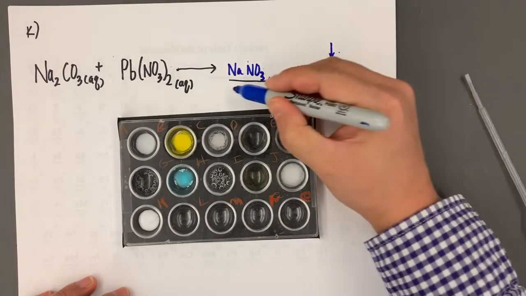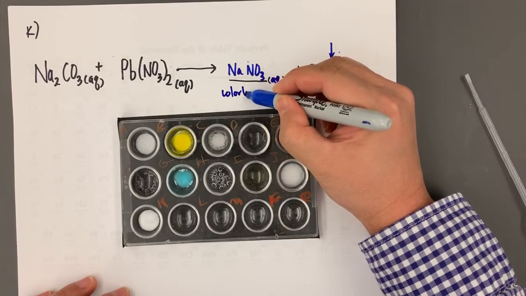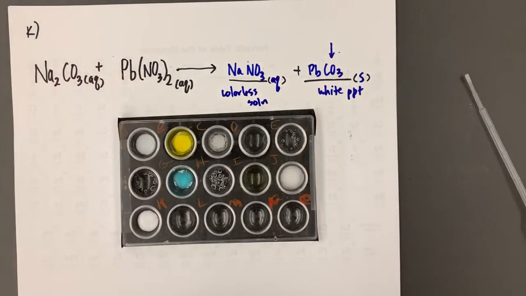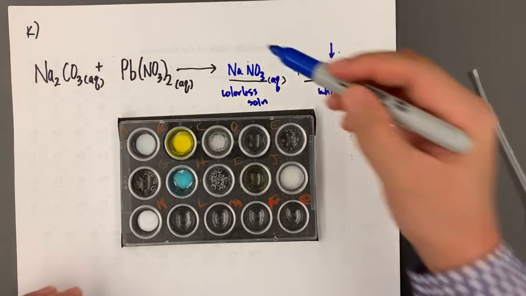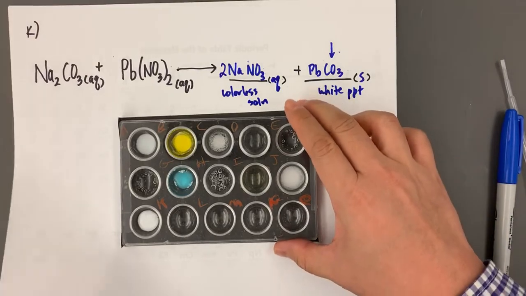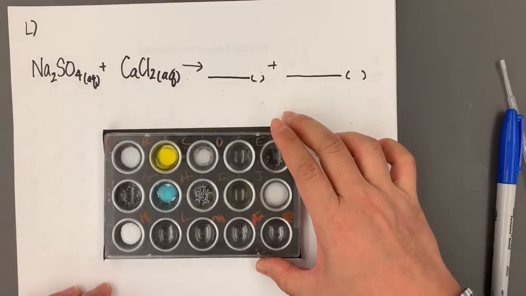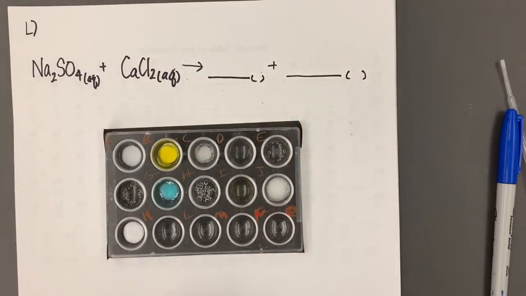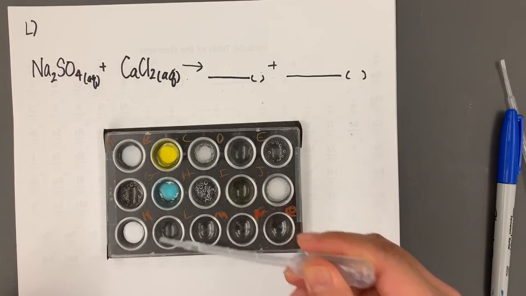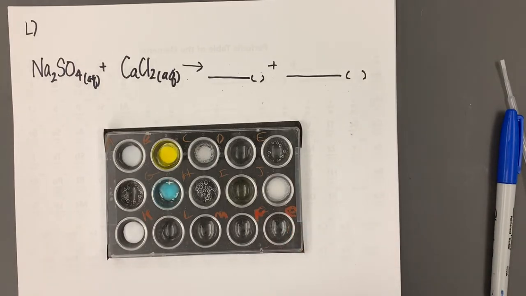Okay. This is just a colorless solution. Okay. As are these two. And to make it balanced, you probably should put a 2 right there. All right. Next, we have sodium sulfate. So let's do that. Sodium sulfate. Sodium, colorless clear. And calcium chloride. Calcium chloride also colorless.